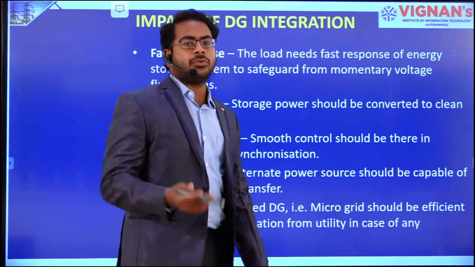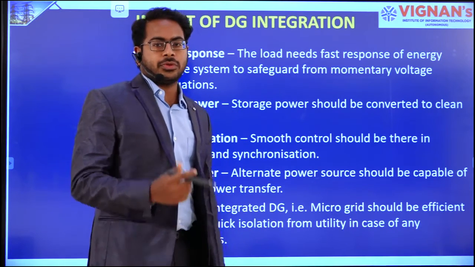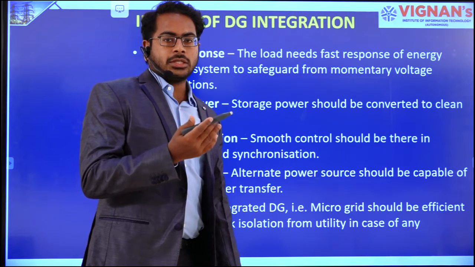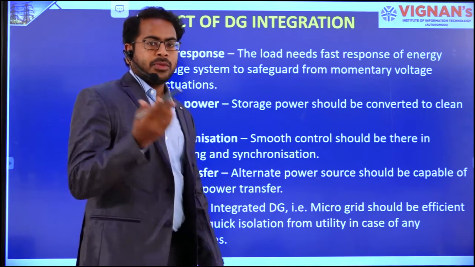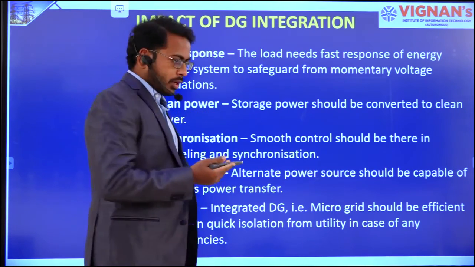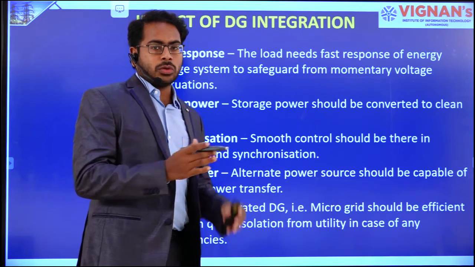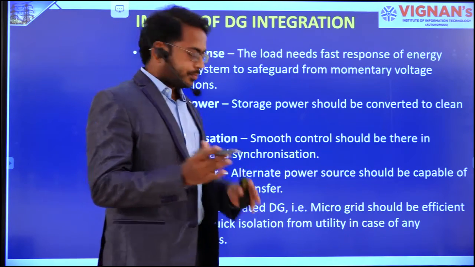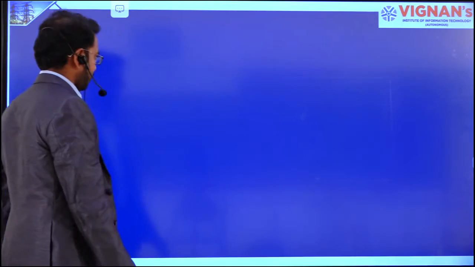So any type of disturbance, or any sort of failure condition in the grid, it's better to go for isolation. It must go to the DC island condition. So that is one more important point.